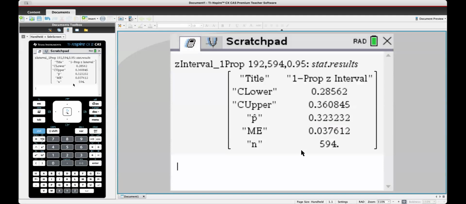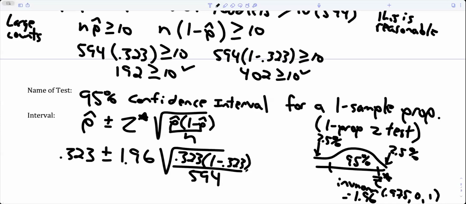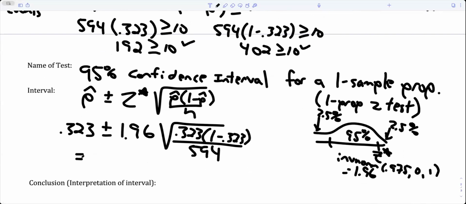And so look, it gives you p hat, it gives you margin of error, it gives you sample size. And then what we're looking for here is the upper and lower bounds of the interval. So the lower bound is 0.286, the upper bound is 0.361 there. All right, so let me go back to the notes and fill that in. So this gives me an interval from 0.286 to 0.361.